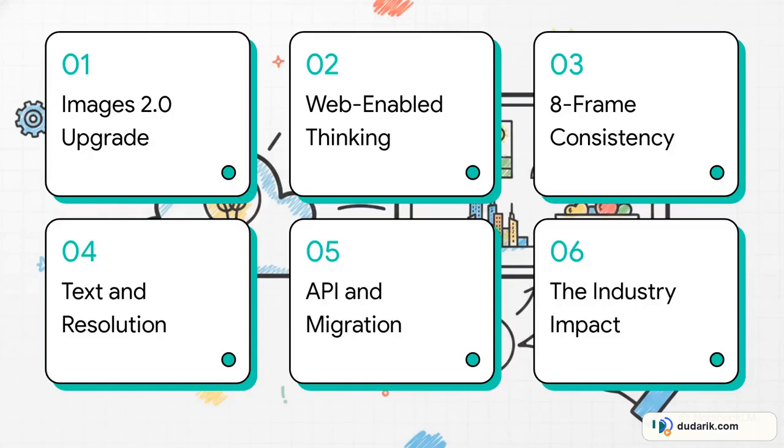Okay, let's dive into this. Here's our roadmap for the explainer. We're going to cover the ChatGPT Images 2.0 upgrade, unpack how web-enabled thinking works, look at consistency across 8 frames, the new multilingual text and resolution bumps, the developer API and migration, and finally, the industry impact.